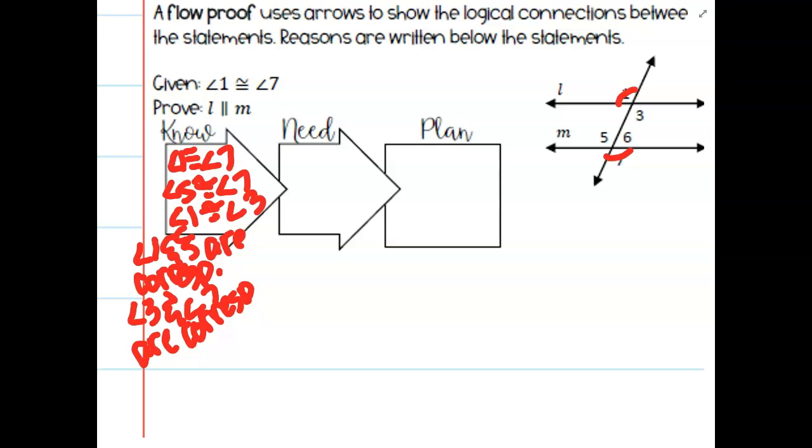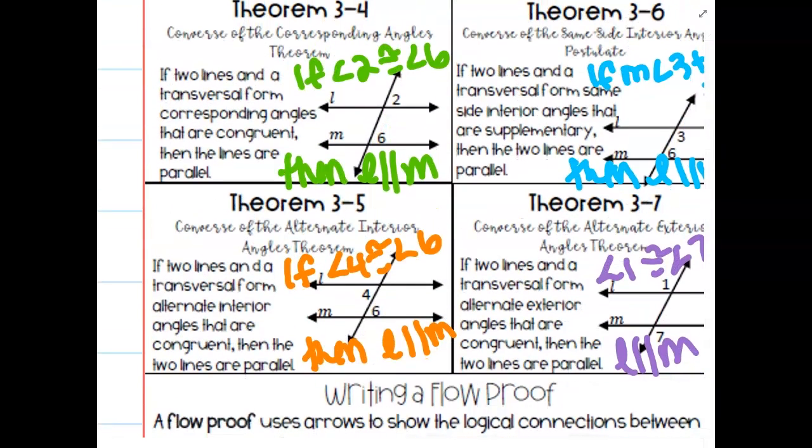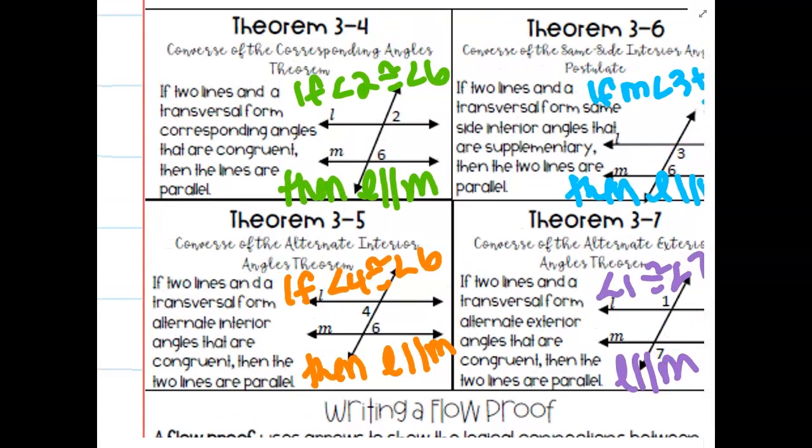Now, the theorems kind of go in order. So in order to do this proof, I could use any of the theorems that I've already learned. I could use theorem 3.4, 3.5, 3.6. We're trying to prove 3.7. So whenever I'm trying to come up with my game plan here, we could approach this one of a couple of ways. Really either one of these. Theorem 3.4 says, if I have corresponding angles that are congruent, then the lines are parallel.